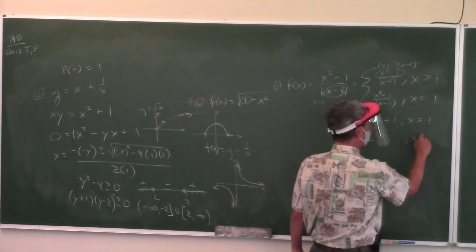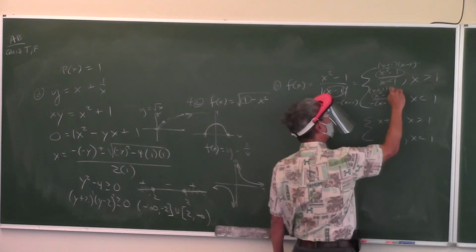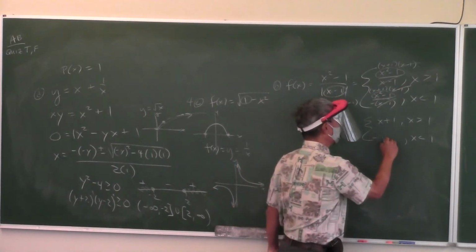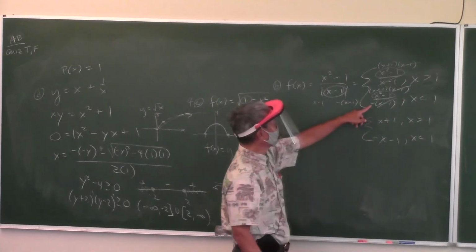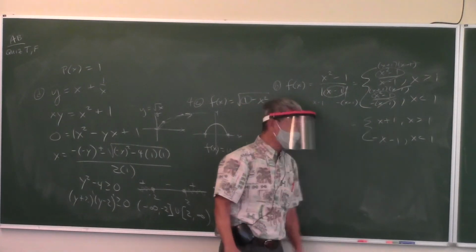Okay, and then when x is less than 1, what about this one? Same thing. Factor it, cancel, and what's left? Negative x minus 1, right? Don't forget to distribute the minus sign. Hey, that's a line. I know how to graph lines, monsieur.